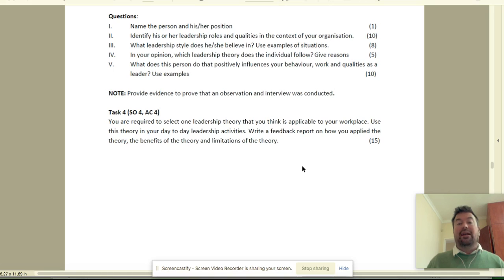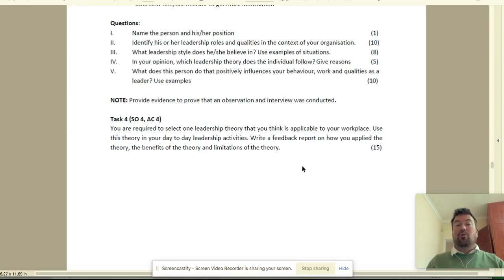All right. Then task number 4. You need to select one leadership theory that you think is applicable to your workplace. Use this theory in your day-to-day activities and write a feedback report on how you applied the theory, the benefits of the theory, and the limitations of the theory. So let's say you walk in and you say, hey, I'm going to look at transformational leadership. I want you to read about transformational leadership and behave as a transformational leader. Do the principles of transformational leadership. Tell me how you did it. And also tell me what the reactions were from the people around you.